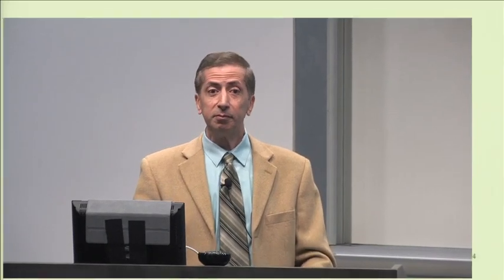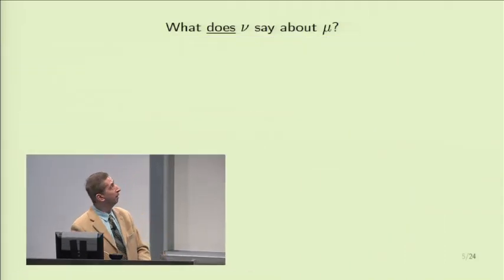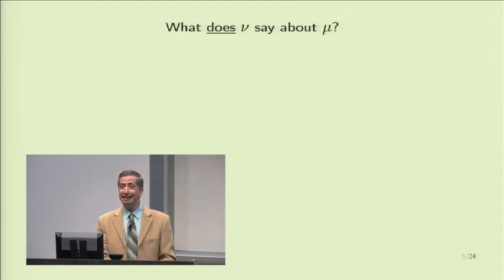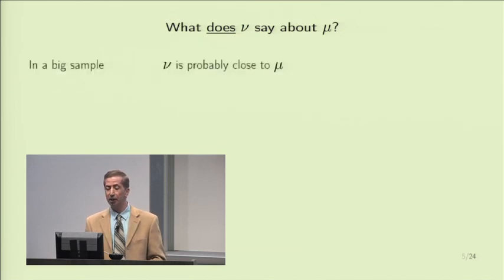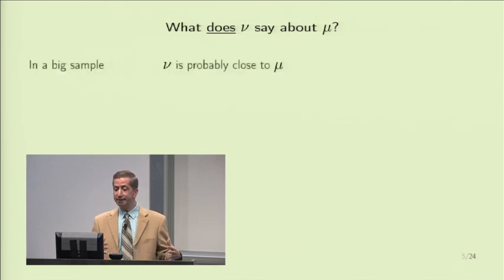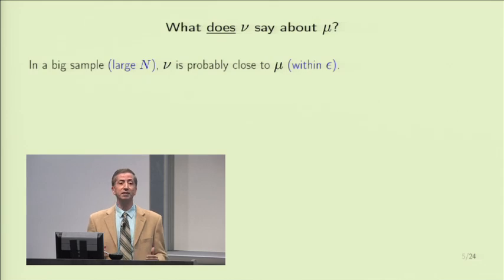Okay. So now we know that from a probabilistic point of view, nu does tell me something about mu. The sample frequency tells me something about the bin. So what does it exactly say? So now we go into a mathematical formulation. Okay. Well, in words, it says in a big sample, nu, the sample frequency, should be close to mu, the bin frequency.